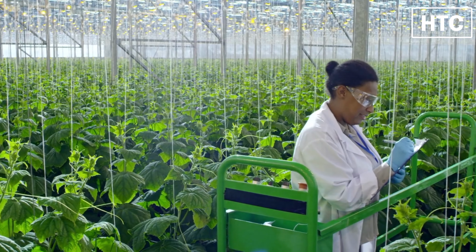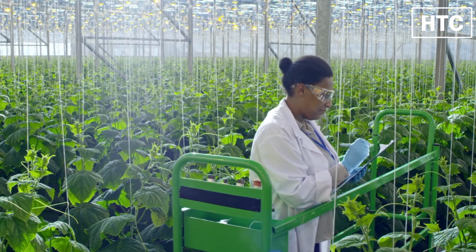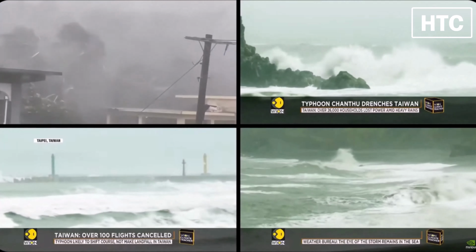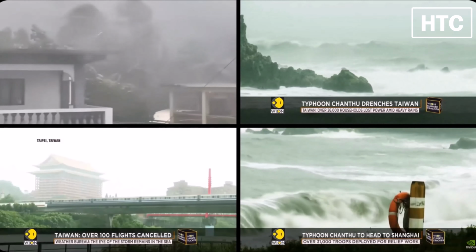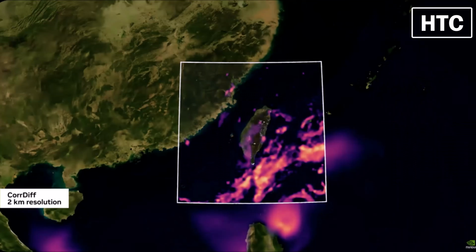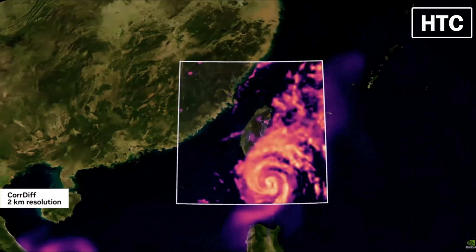In environmental science, AI enhances climate modeling. By processing vast amounts of data from satellites, sensors, and historical records, AI helps improve the accuracy of weather forecasts and climate change predictions.